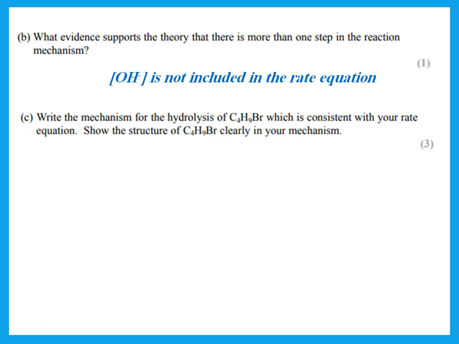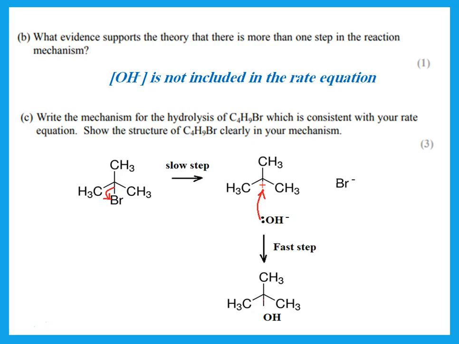We just found that it was first order with respect to the bromobutane, zero order with respect to the hydroxide. And we said when we have this kind of rate equation, that means I am starting with a tertiary halogenoalkane, because the first step in that case would be the bond between the carbon and the Br breaks up, giving Br minus and forming a tertiary carbocation, and that is the first step, which is a slow step. Then the hydroxide ion attacks the carbocation and gives the alcohol.